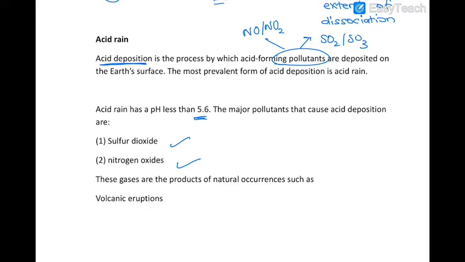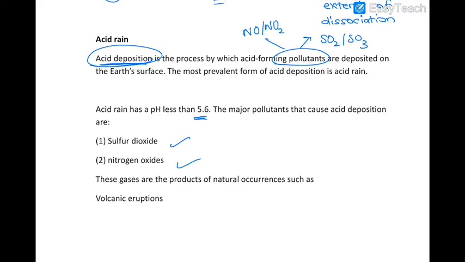Now, when you're giving your answers, try to avoid the use of acid rain and use the term acid deposition instead. Because when you're talking about acid rain, you're just talking about rainwater, but when you're talking about acid deposition, it can also mean snow, fog, so all these form part of acid deposition. So when you're referring to pollution, it's not just acid rain, but acid deposition that is happening.